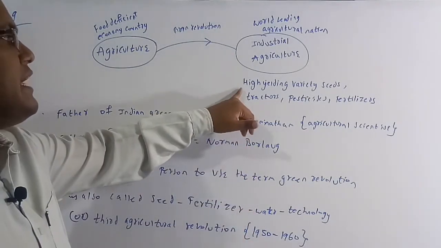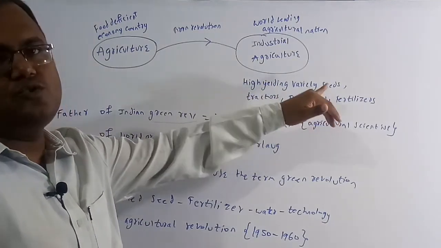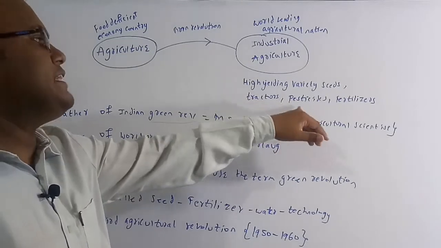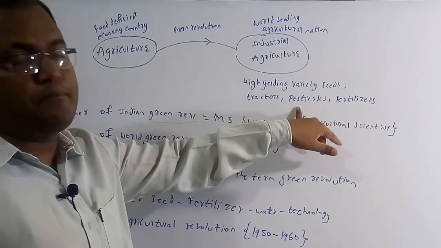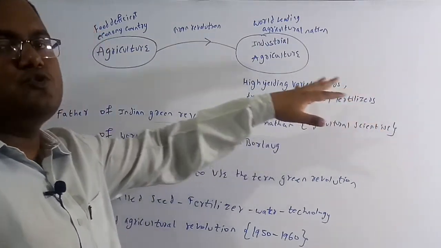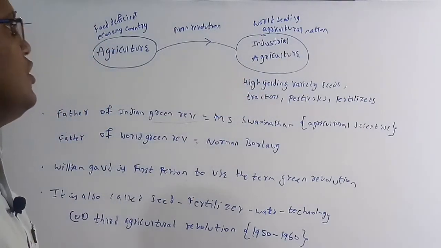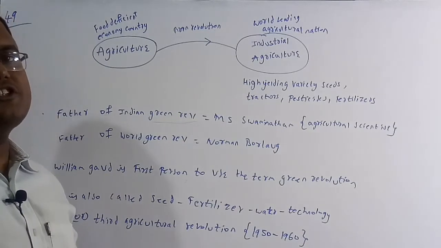We use high yielding variety seeds, and also modern tractors, the extensive use of pesticides, and also fertilizers. So all this modern technology was introduced in agriculture. Because of this, the food production increased.